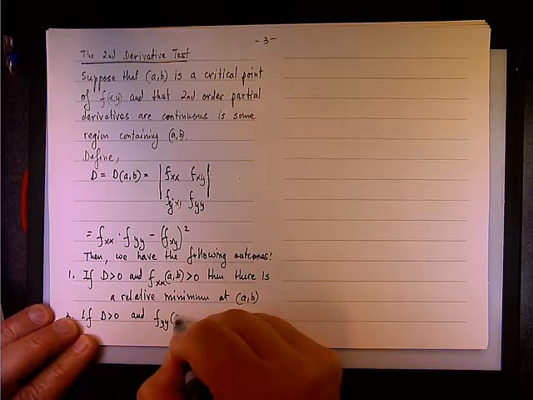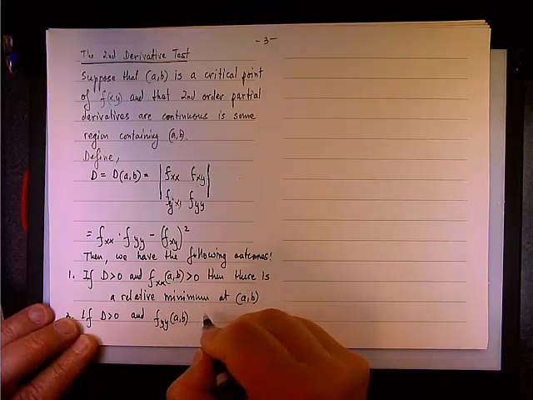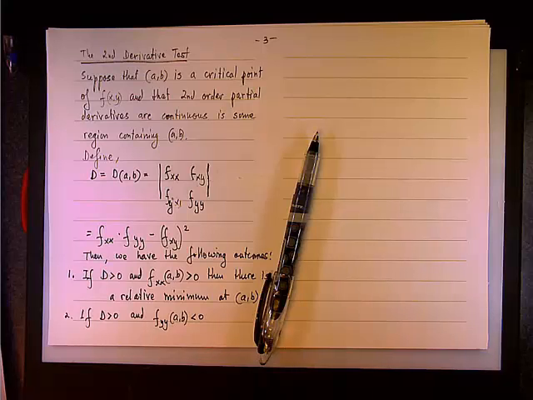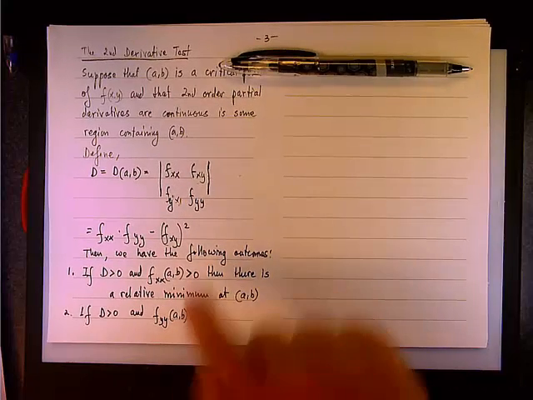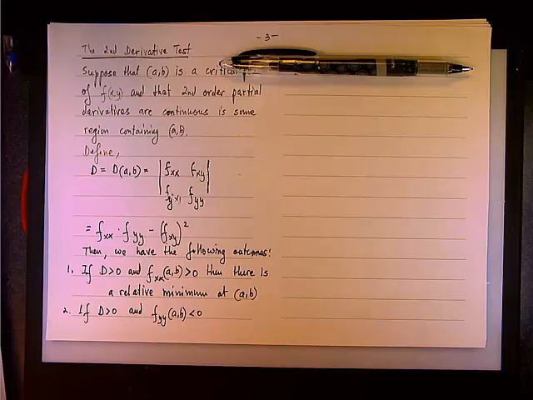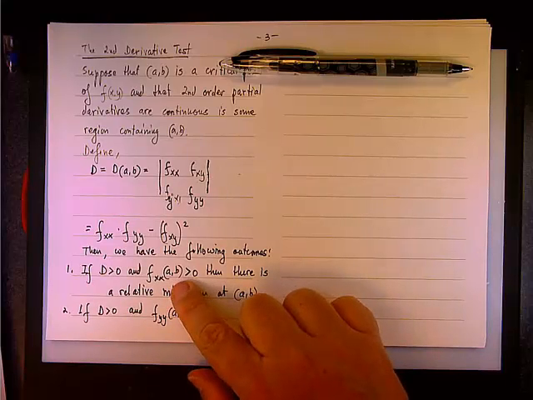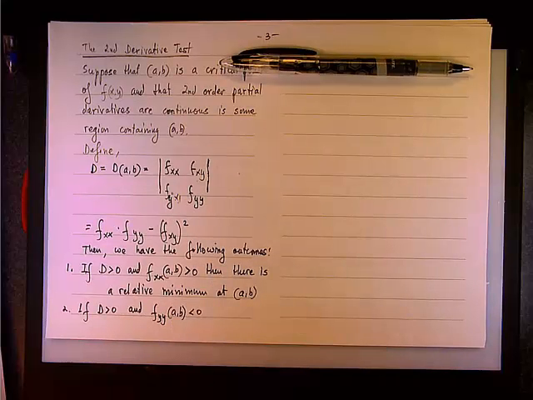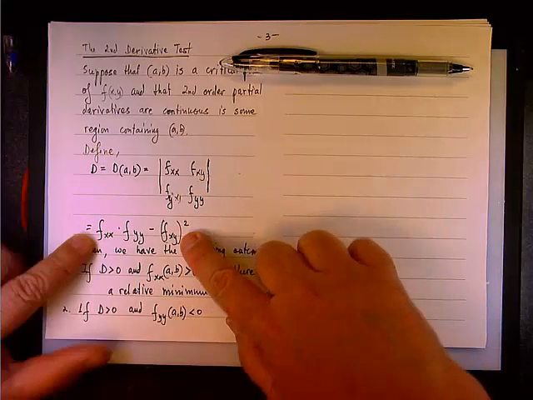So it's here. 2, if D is positive and f yy at (a, b) is negative, let me stop here before I move on. Let's stay with condition 1, okay? I didn't tell you what is the sign of f yy, but can you tell me? You should be able to tell me what is the sign of f yy. There's only one possibility.